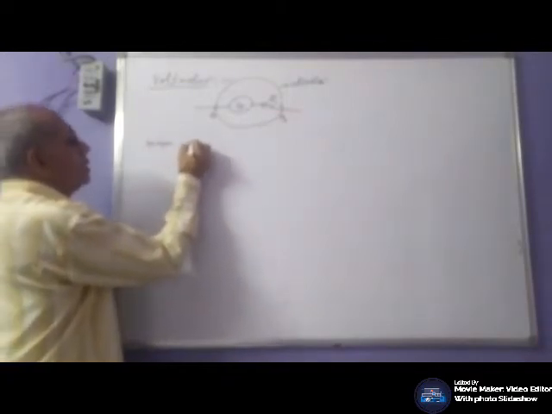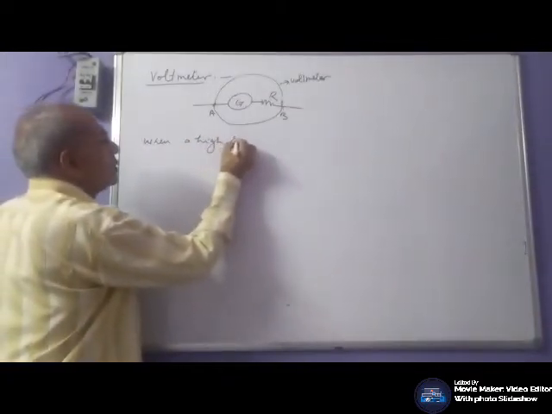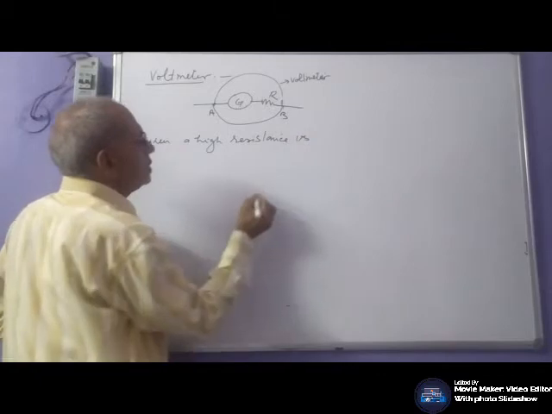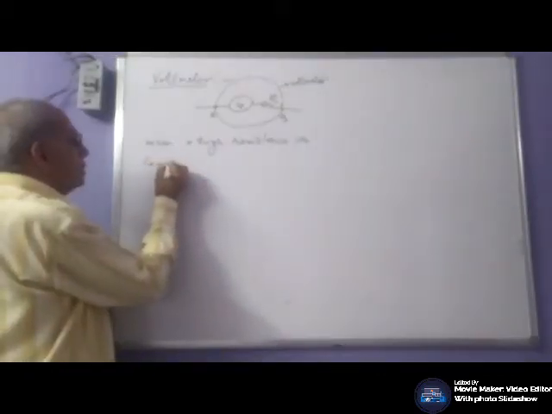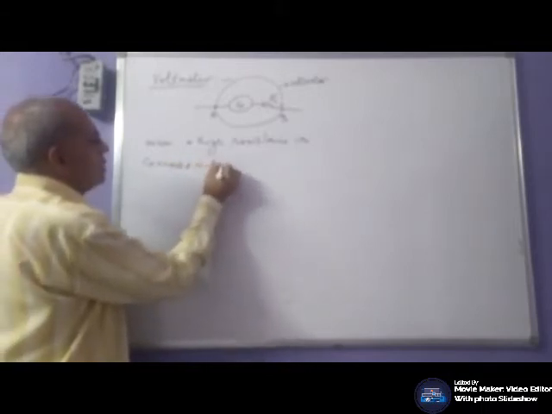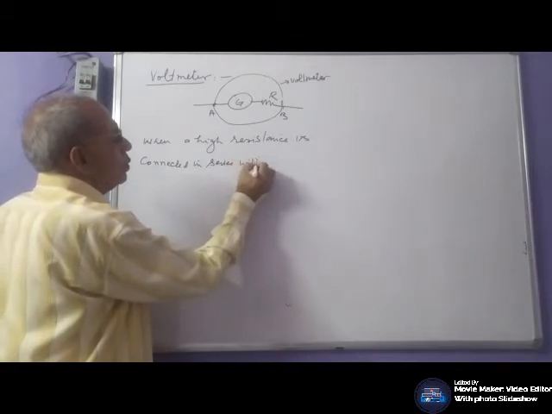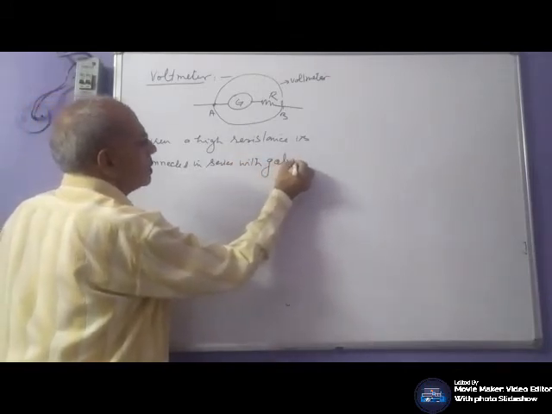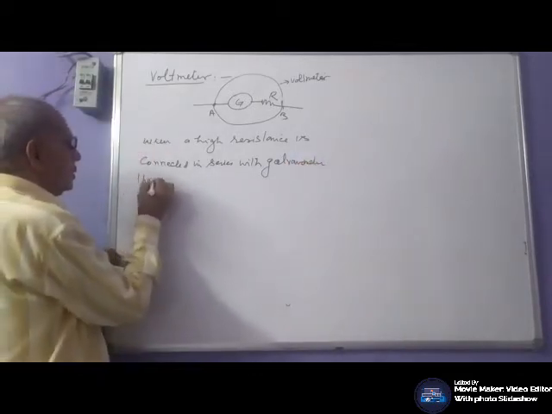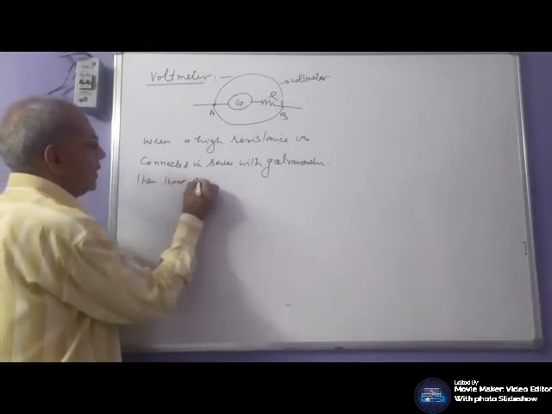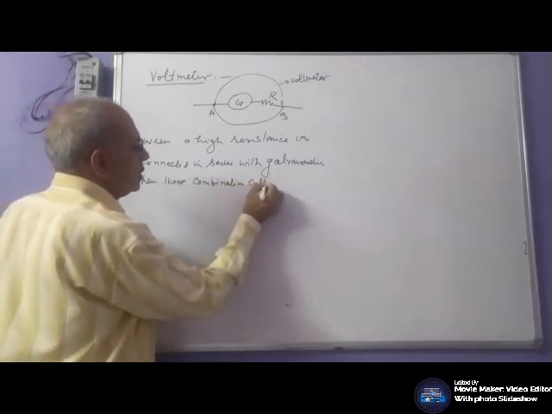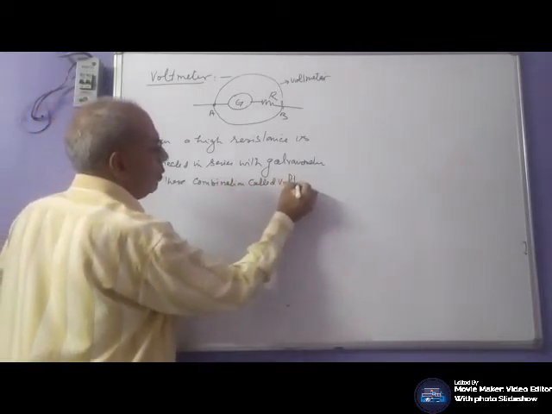When a high resistance is connected in series with a galvanometer, then their combination is called a voltmeter.